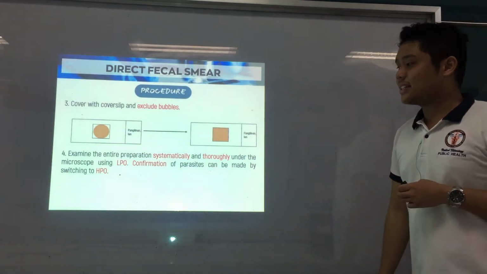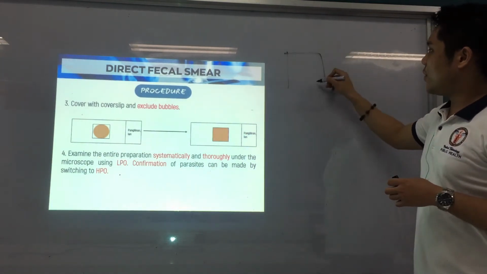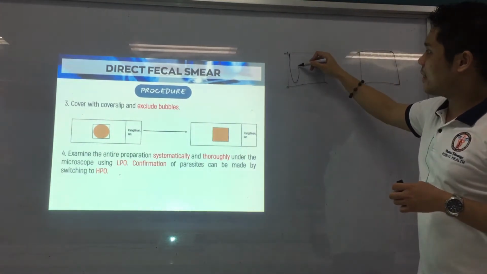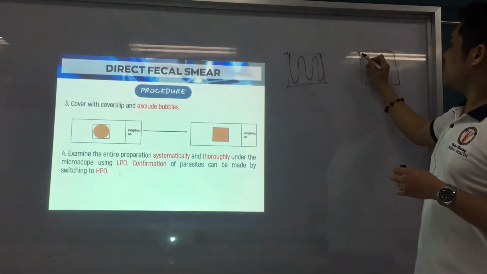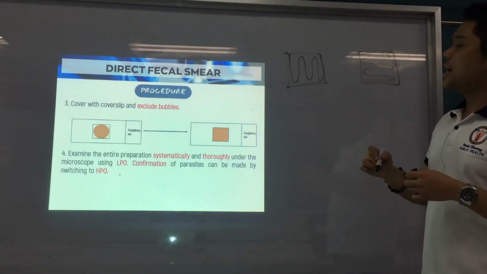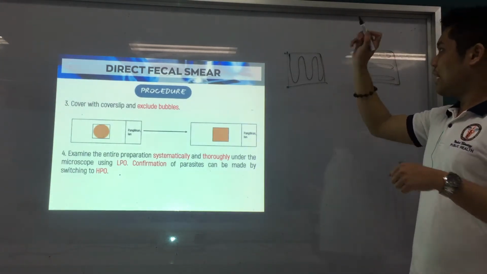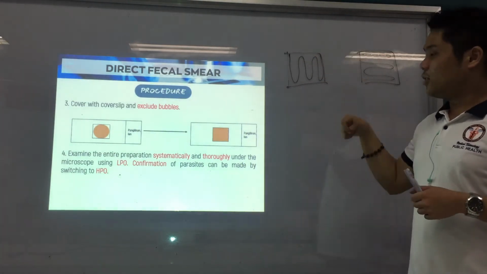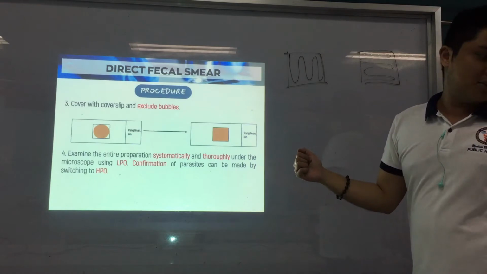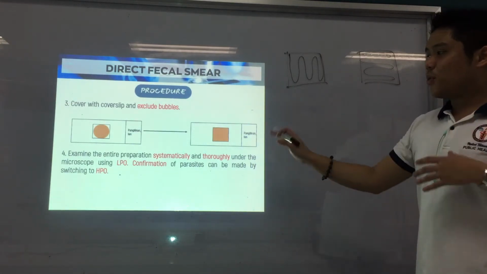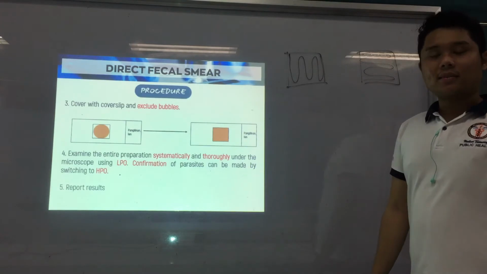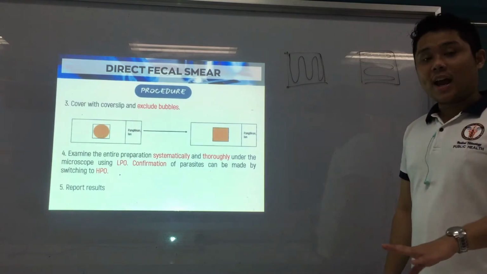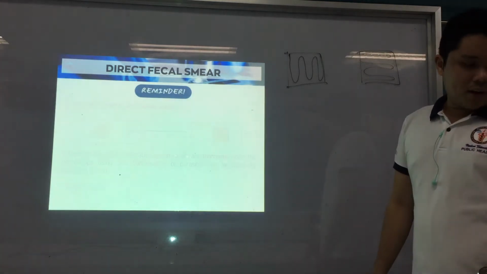Now, how do we examine systematically? Example, you have here the cover slip. We have two ways: zigzag, you could start from here, or you could start from here. It's either up and down, or left and right. Every time you see a parasite, you take note, or if it's an ova, you click using our counter. That's for the procedure. Lastly, report results, following the one in our previous slides, for protozoa and for helminths. That's for the direct fecal smear.